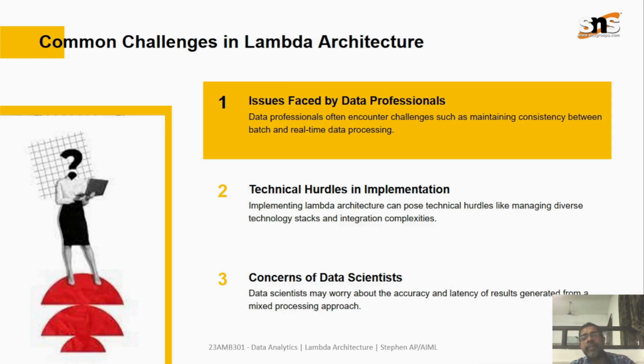I hope you now have a basic understanding of the Lambda architecture and the three layers presented in it. So thank you very much.